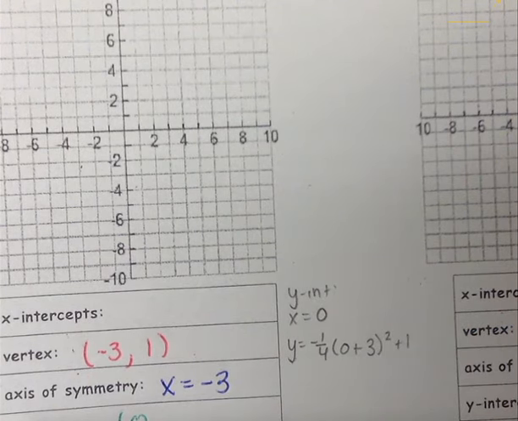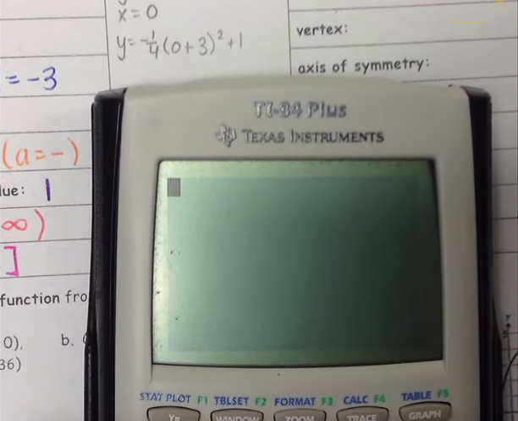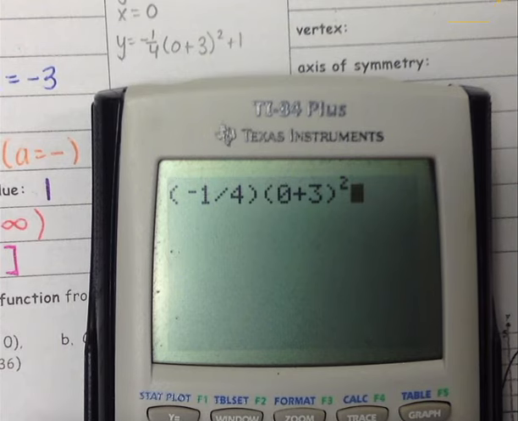I just want to figure out what this value is. So I'm going to go to my calculator. I'm going to type in negative 1/4. It's a fraction, so I'm going to put parentheses around it. So parentheses, negative 1/4 parentheses, just because it's a fraction. Then I'm going to type in everything else the exact same. So I have parentheses, 0 plus 3, close parentheses, squared, then plus 1.